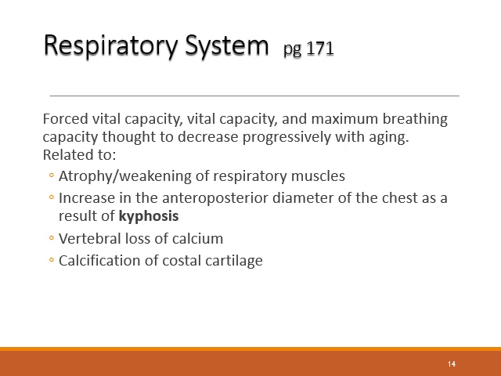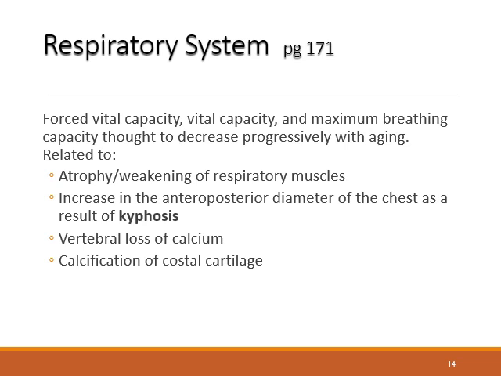Also, another thing that happens is an increase in the anterior posterior diameter of the chest. And that's a result of kyphosis. Now, what's kyphosis? Hunchback. If you hunch over, you can see how that decreases how well your lungs can expand and contract. So that's why we always want to have good posture. Vertebral loss of calcium can lead to kyphosis as well. So that's why our patients may need to be on calcium and get calcium levels checked.